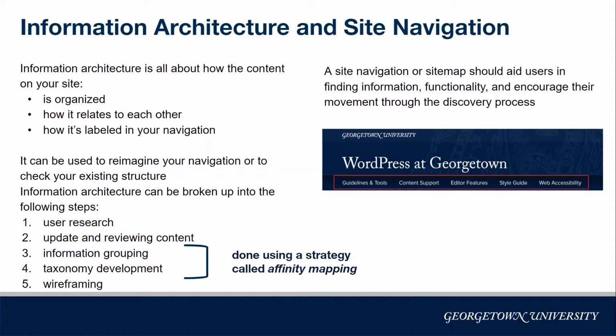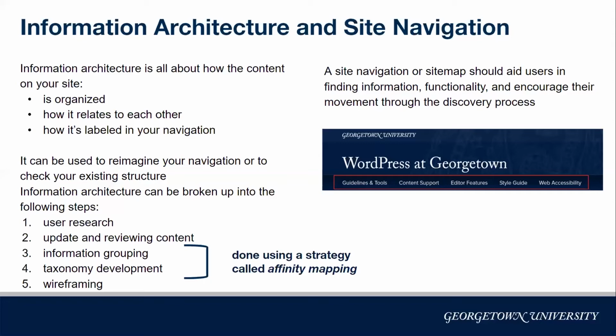And it can be broken down into the following sections. First comes user research. And like we talked about earlier, this would be things like user interviews, personas, and scenarios. And all this should be done to try and identify what your users' needs are. Next would be updating and reviewing content through content inventories and content audits. Then comes information grouping, taxonomy development, and finally, wireframing.